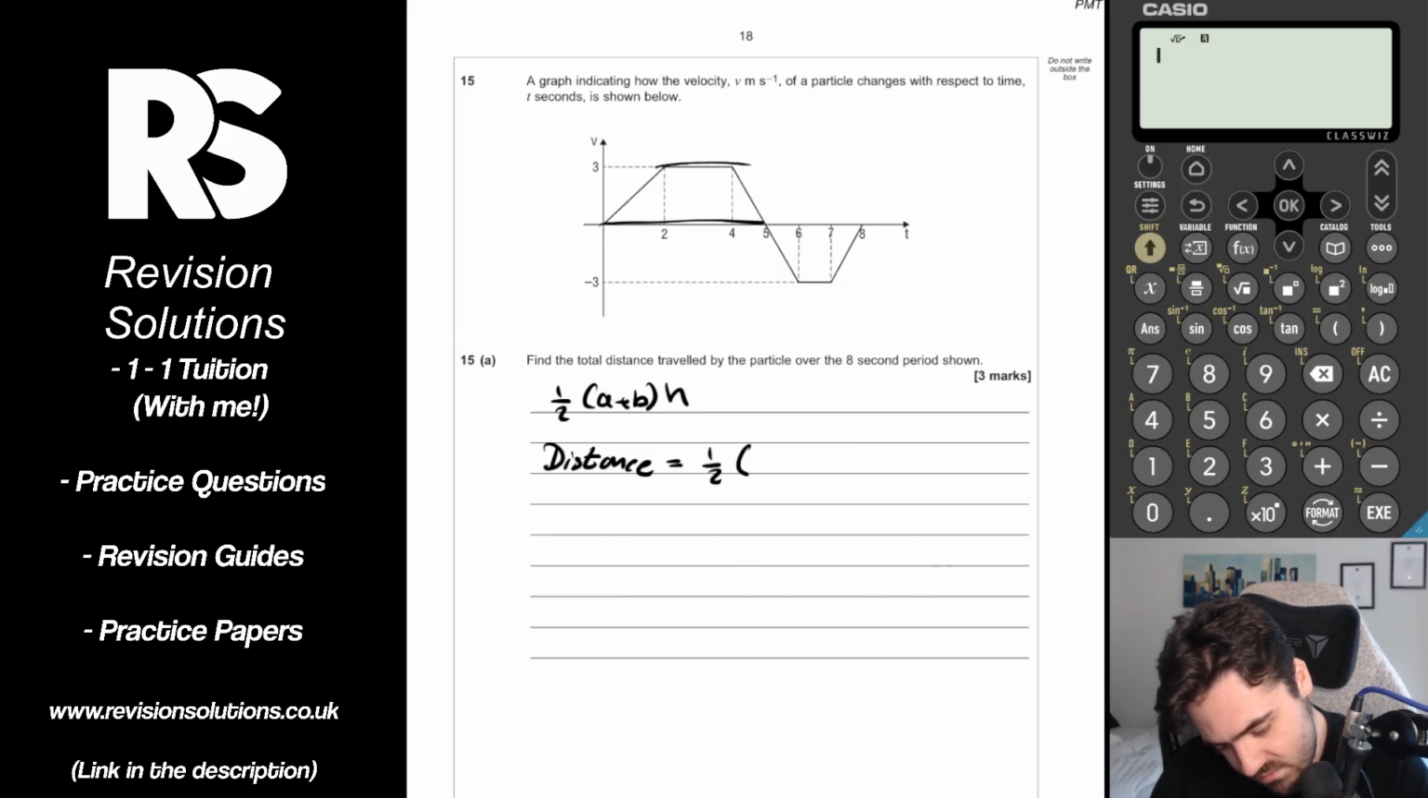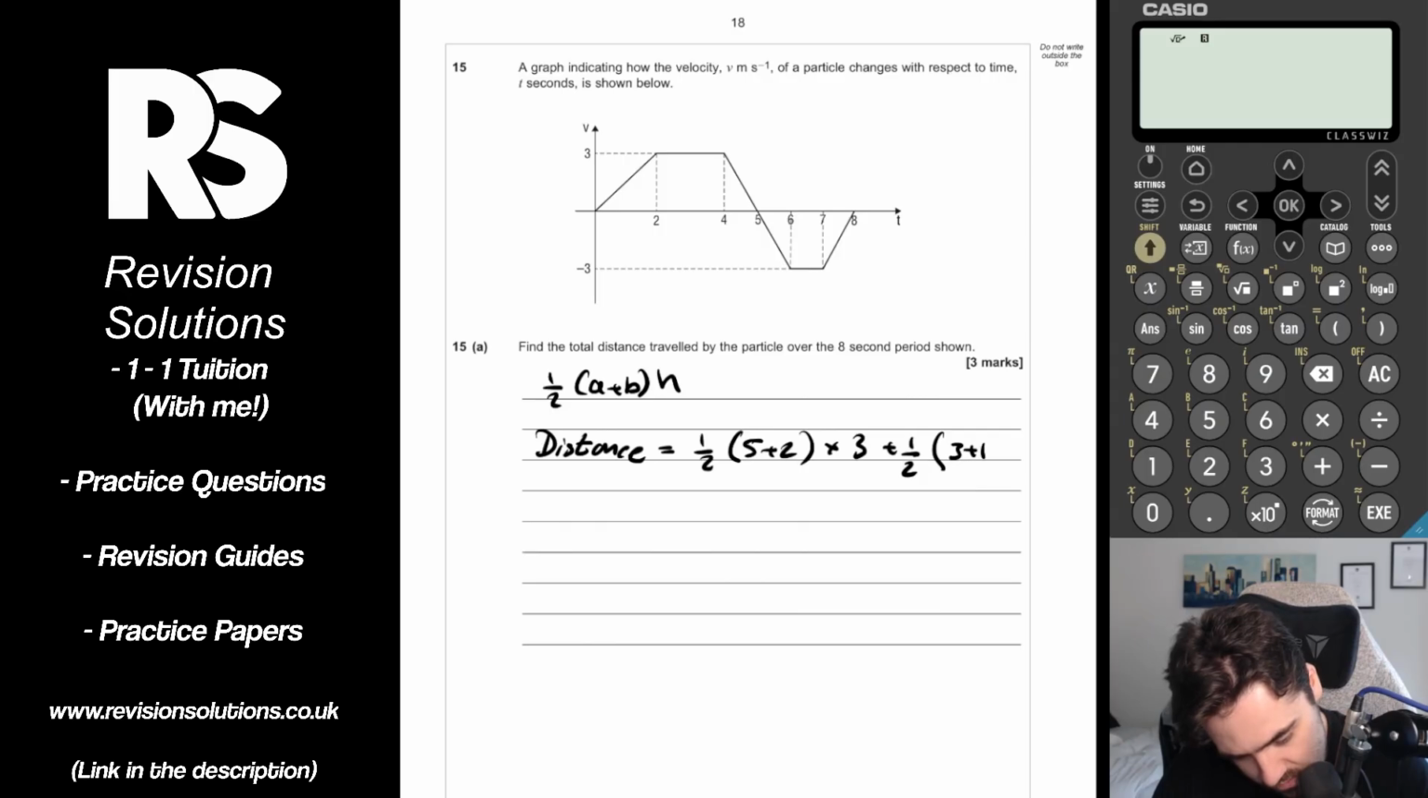So the bottom side is 5 and the top side is 2. That's half of 5 plus 2 times the distance between them, which is just 3. Then our second trapezium, we've got another trapezium, so half of this and this. So that's 3 and then 1 for those parallel sides, and then the distance between those two is also 3. We'll ignore the minus as we're just dealing with the distance traveled.